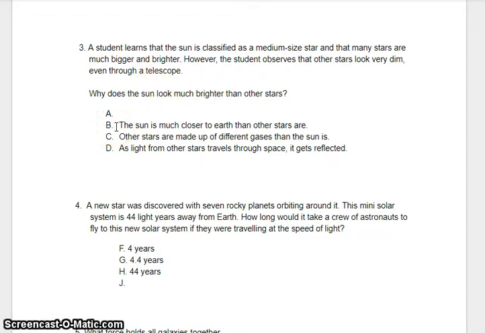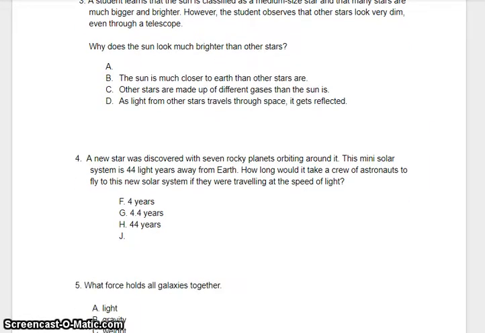B. The Sun is much closer to the Earth than other stars. C. Other stars are made up of different gases than the Sun. D. As light from other stars travels through space, it gets reflected. Why is the Sun much brighter than other stars?